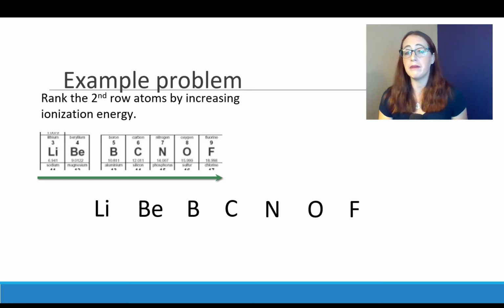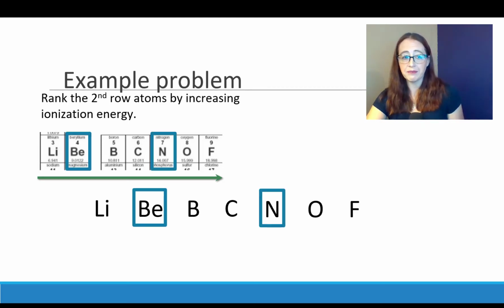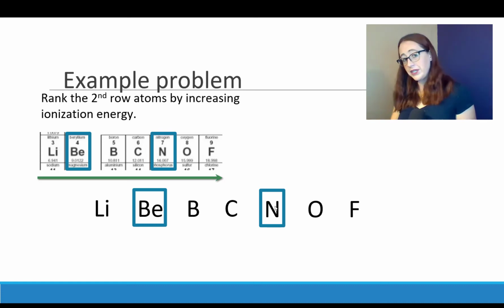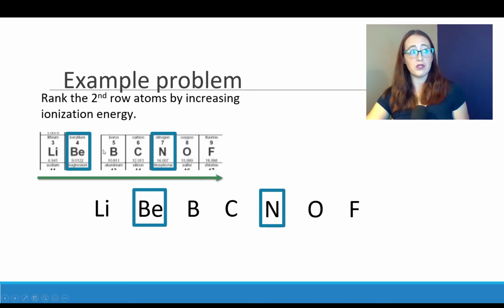So we have to remember that these exceptions occur when we have a full s orbital or a half-filled p subshell, and that those are going to be a bit higher. So let's highlight those. Beryllium gives us a fully filled s orbital, and nitrogen gives us a half-filled p subshell. So these squared elements are going to be a little bit higher than we would expect. Not a huge amount, just enough to kind of switch with their nearest neighbor in the periodic table.